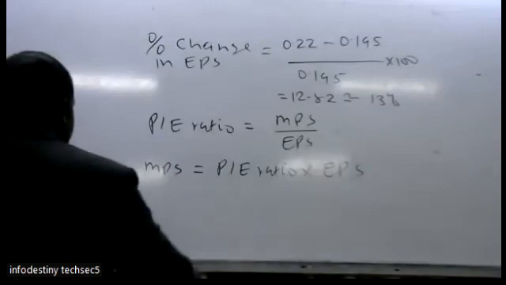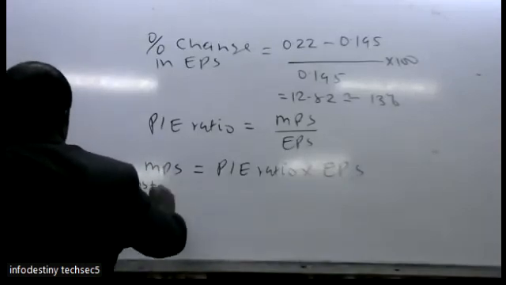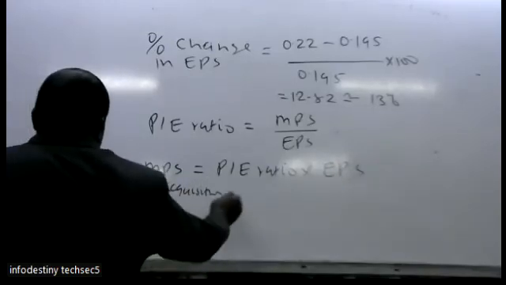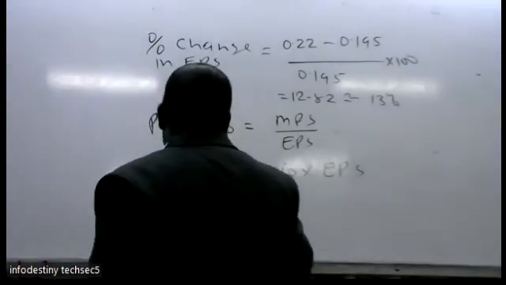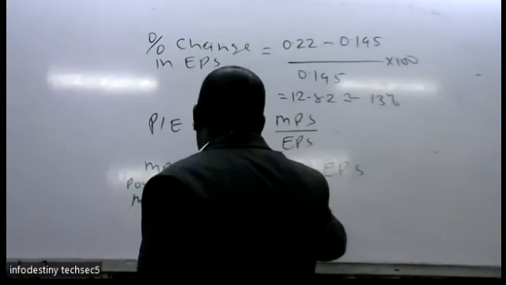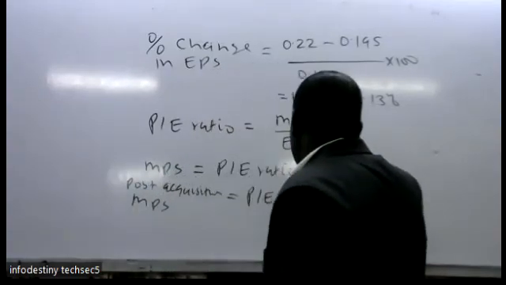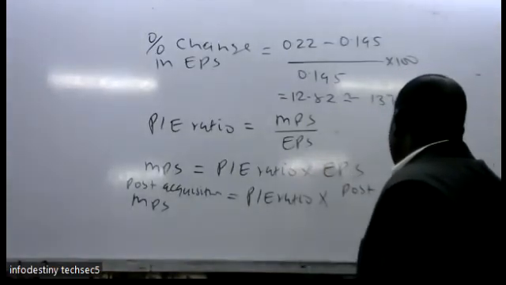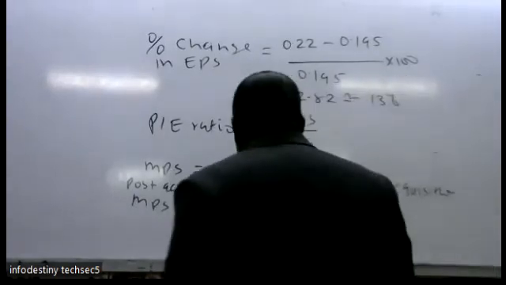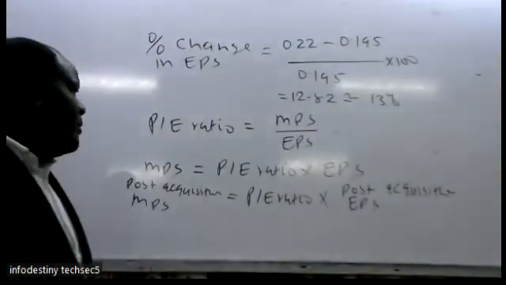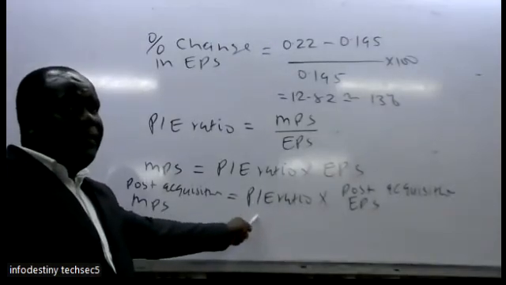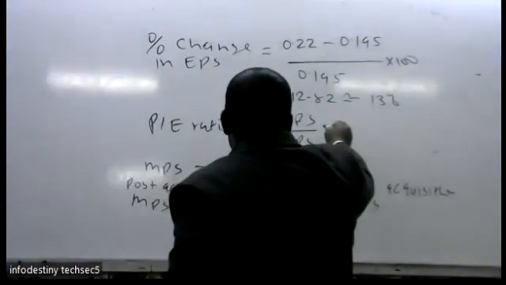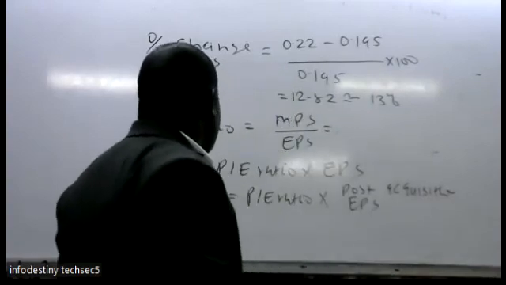So this one should be: post-acquisition market price per share should be equal to the price earning ratio multiplied by post-acquisition earning per share. Most of the time, the price earning ratio remains constant. So we simply compute it from that point.